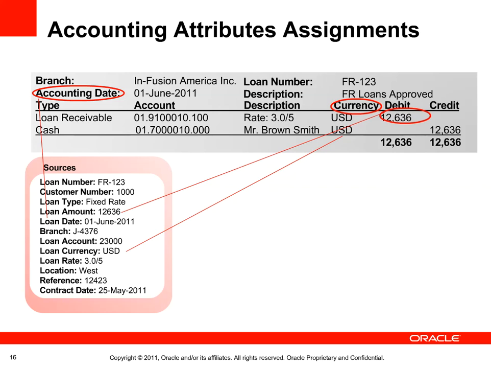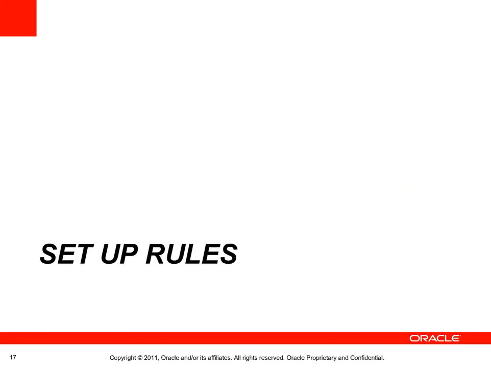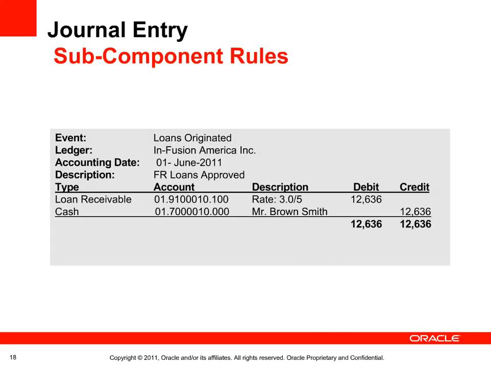So accounting attribute assignment is basically identifying which transaction attribute is to be used for what attribute of the journal entry. In our loan examples, the source loan amount is mapped to the entered amount accounting attribute. The source loan date is mapped to the accounting date accounting attribute. Now we start with the final stage of the implementation to define the accounting rules and then test and migrate them into a production instance.